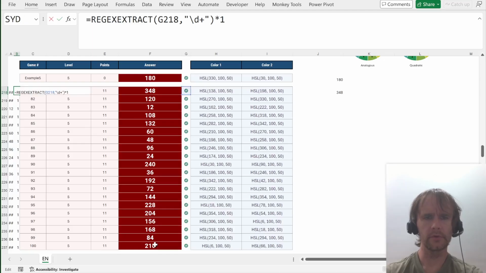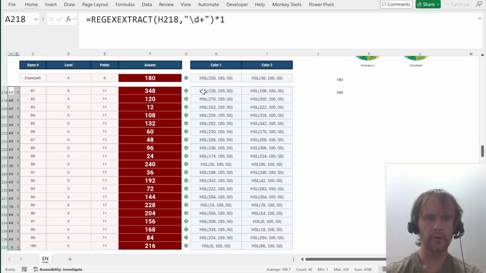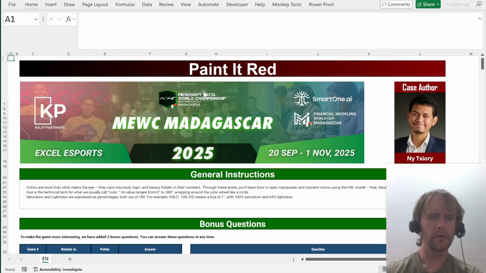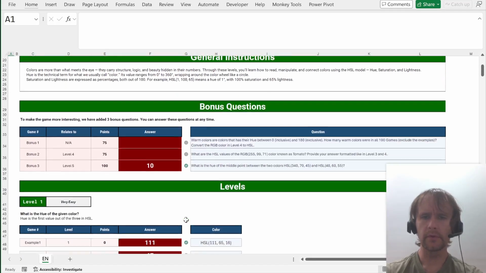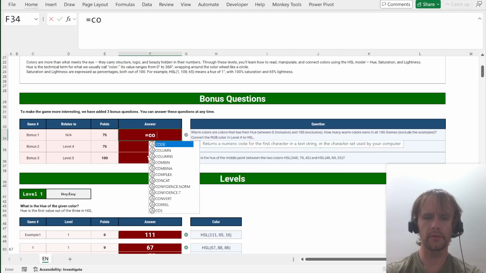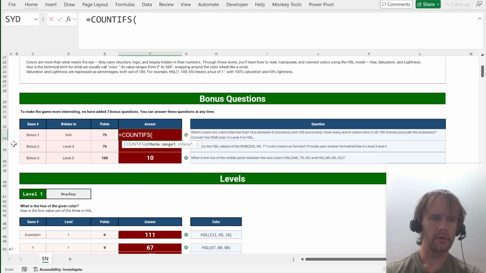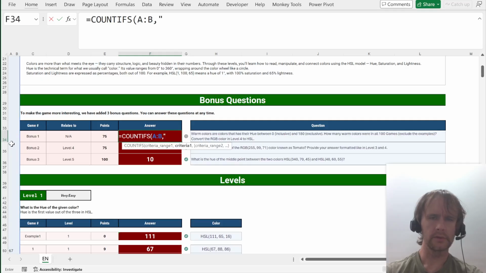Ooh, that's not good. Oh, right, because that one's pointing at the wrong one. So we'll move that over there. Okay, so then, between 0 and, okay, so equals COUNTIFS. This is less than 180.